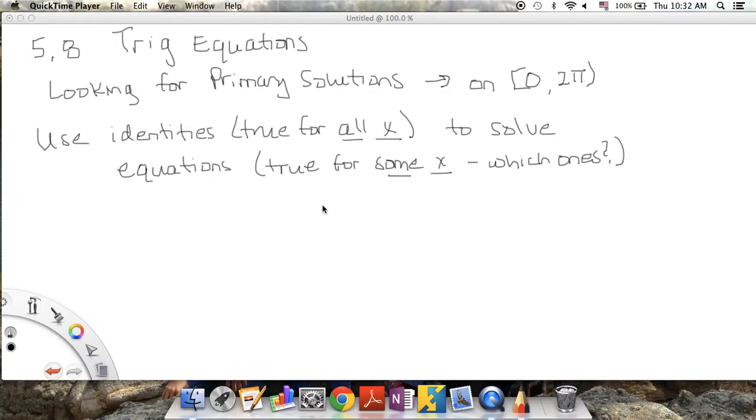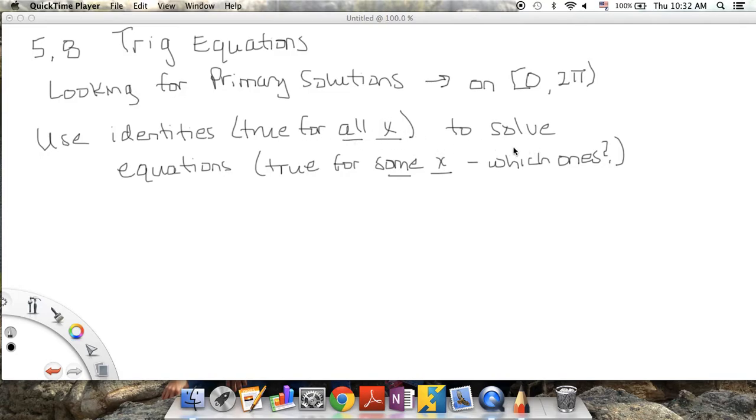Okay, this last section in this chapter is solving trig equations. We're going to only look for primary solutions, which means the ones that are on the unit circle from 0 to 2 pi. Notice we're going to include 0, but not 2 pi. We're going to use all these identities that we've used, which, remember, an identity is true for all x values, no matter what it is.